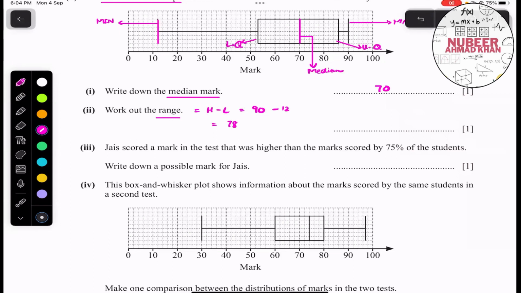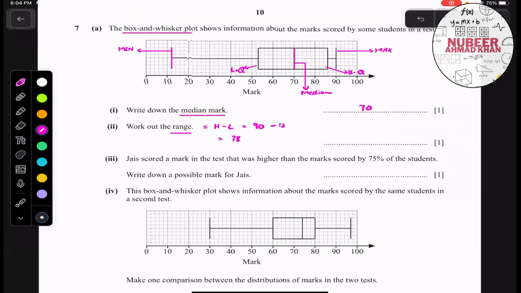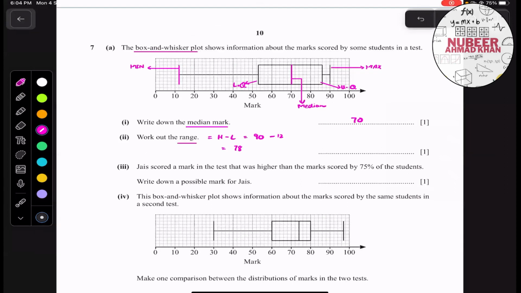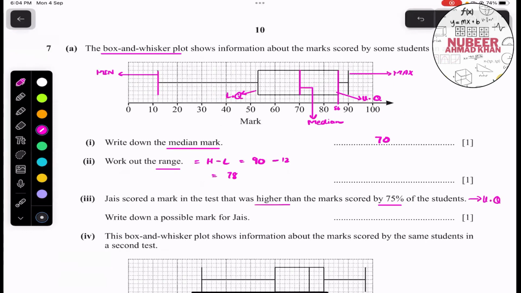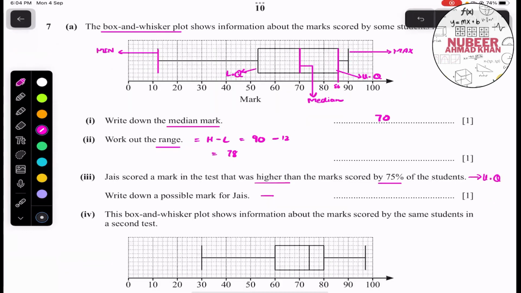Okay. When you look at the next part, वो कहते हैं J scored a mark in the test that was higher than the mark scored by 75% student. 75%, if you remember, that is the mark for your upper quartile. So the student has scored more than 75%. Means when you look at this diagram, the upper quartile, यानी 75% mark was at this value. So when you look at this value, this is 86. So the student has scored more than 86, or 90 was the highest value. So the student has scored between the value of 86 and 90.